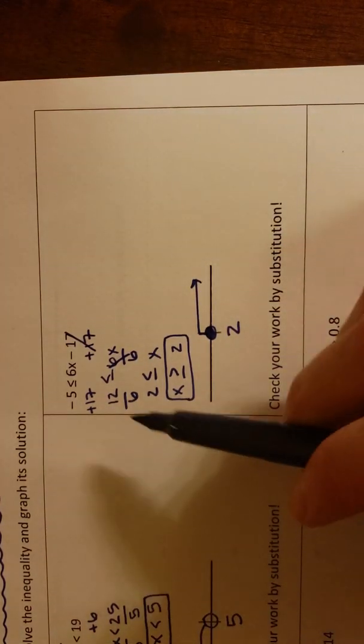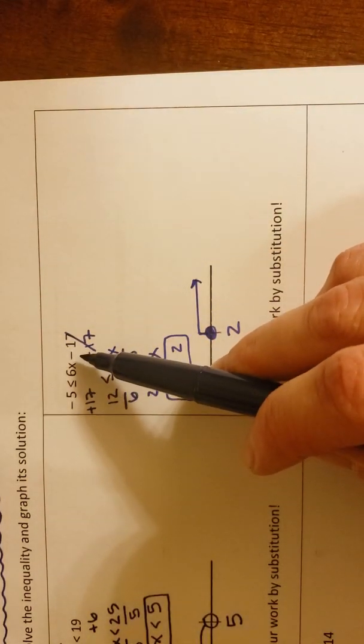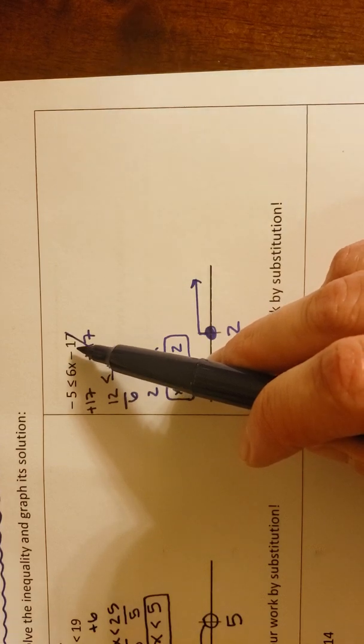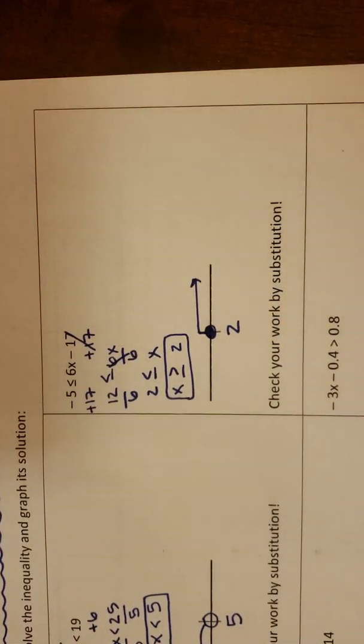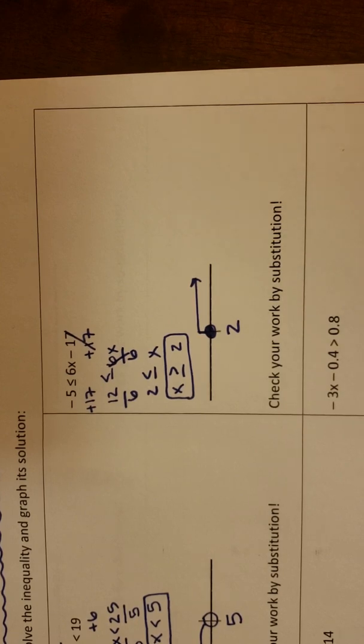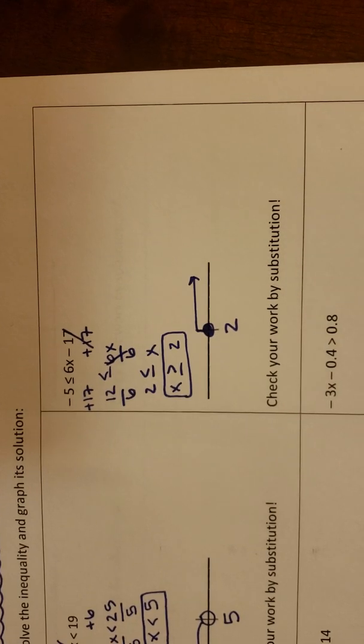So let's pick a number on the right side of 2 here. How about 10? 6 tens is 60, minus 17 is 43. That's bigger than negative 5 by a long shot. Okay, so far this has been just like solving an equation because I haven't multiplied or divided by a negative number. So now we're going to do that.